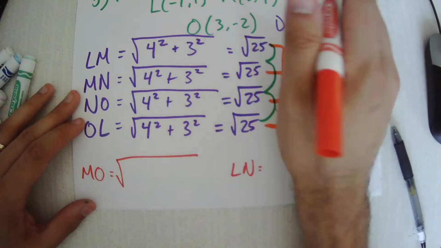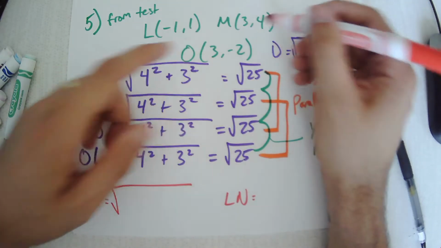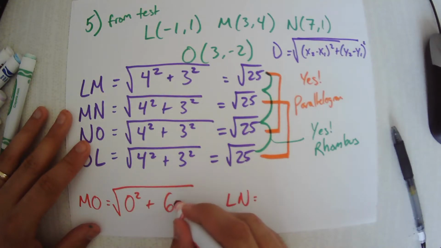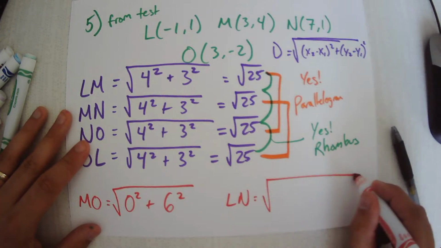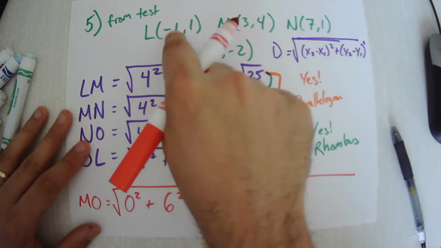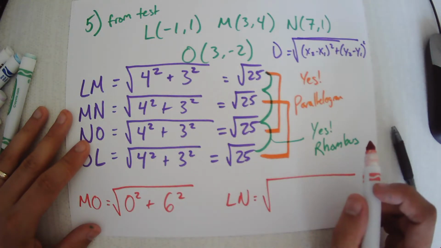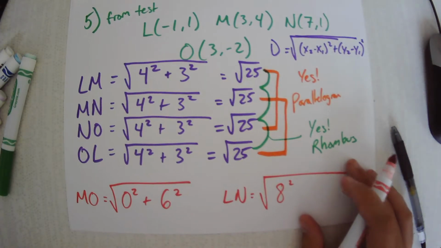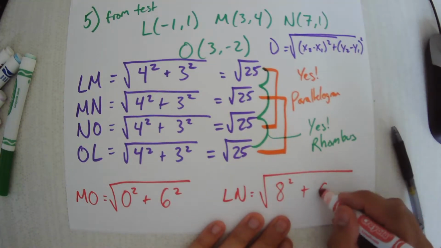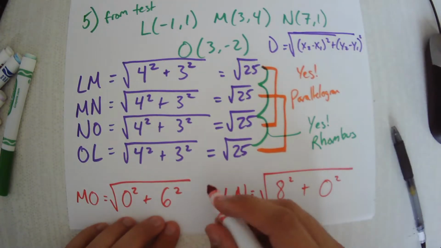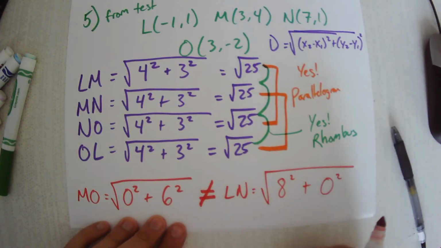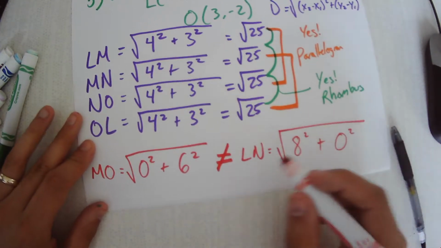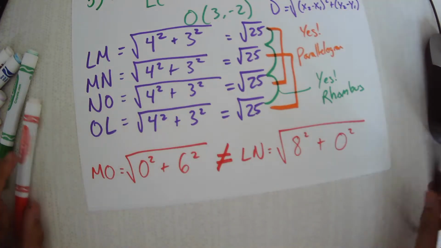Same thing, M and O, that is 3 and 3 is nothing apart. And 4 and -2 is 6 apart. Okay? L and N is, what is it? 8 apart. I was about to say 6 because I saw the 1 and the 7, but no. 1 and 1 are 0 apart. So, these are not equal, so it doesn't pass our rectangle rule. So, it is just a regular rhombus.